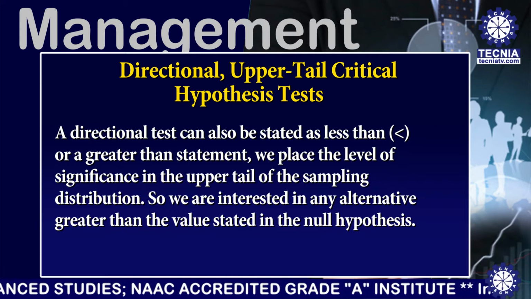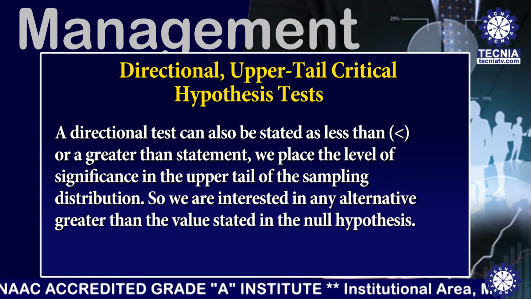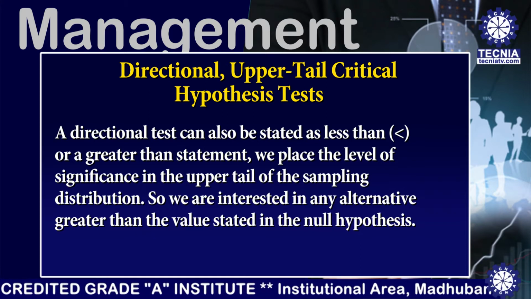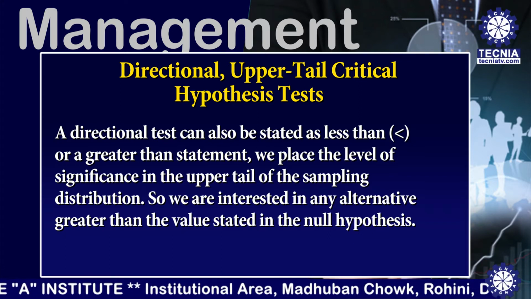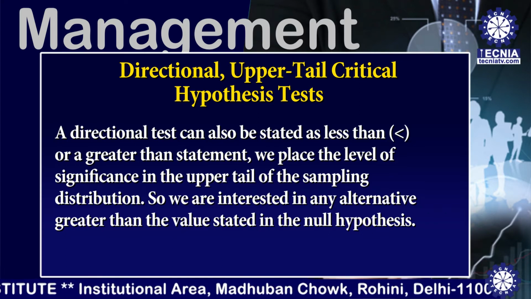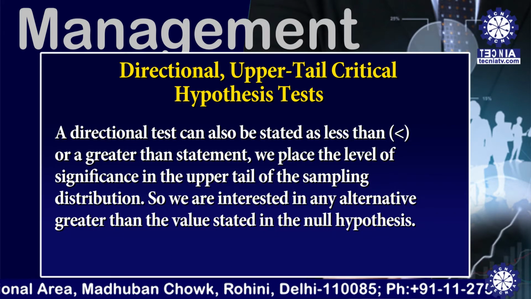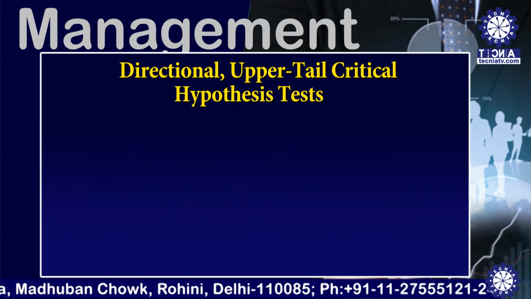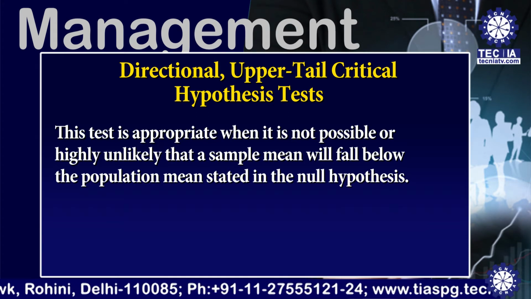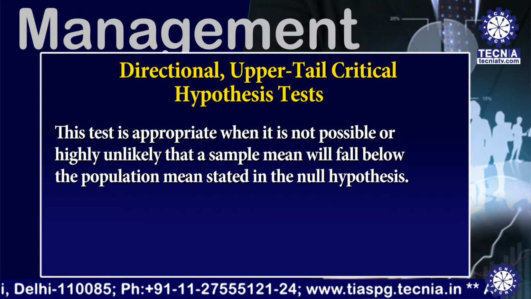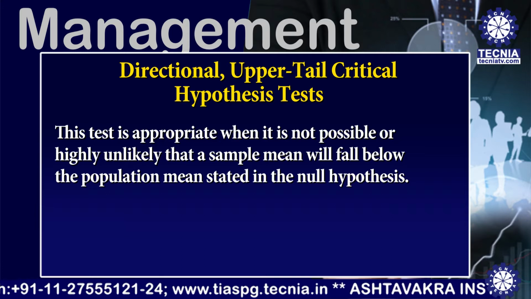For an upper tail critical test or a greater than statement, we place the level of significance in the upper tail of the sampling distribution. So, we are interested in any alternative greater than the value stated in the null hypothesis. This test is appropriate when it is not possible or highly unlikely that a sample mean will fall below the population mean stated in the null hypothesis.